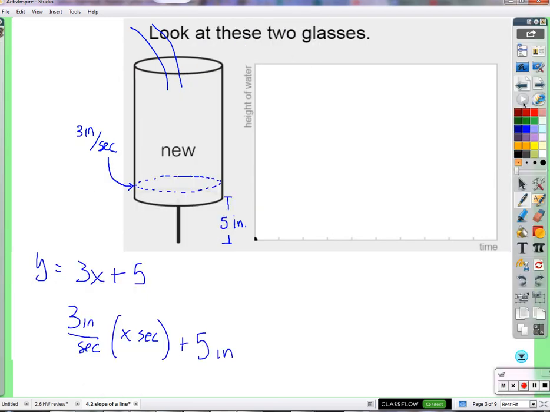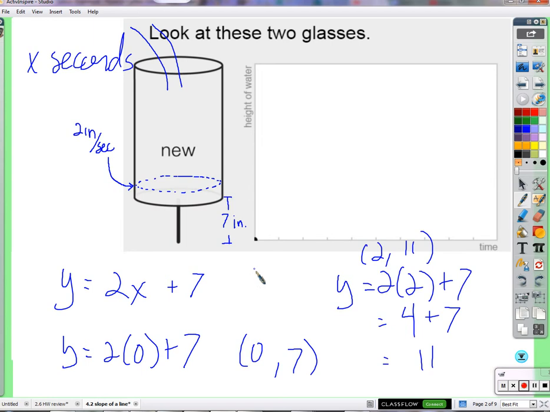Let's jump back a couple here. Let's look at the graph. Okay? So this right here, this is the origin. 0, 0. 0 seconds, 0 inches. So does the graph start out down here? Where does it start? Right after the bottom of the glass, which is how high? This is 7 inches. It starts right there at 7 inches.